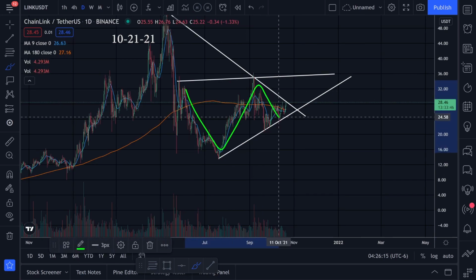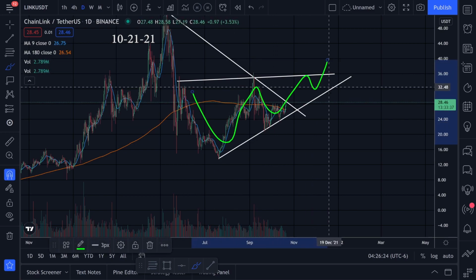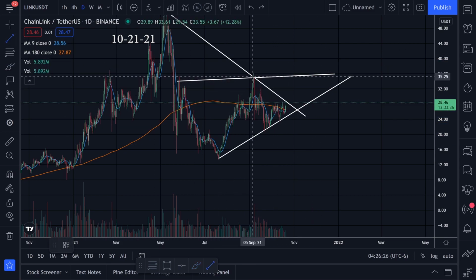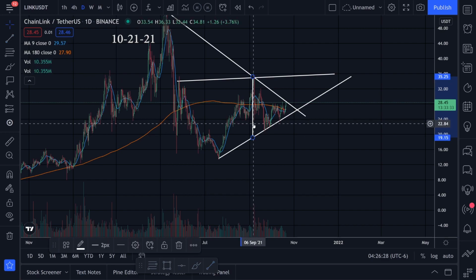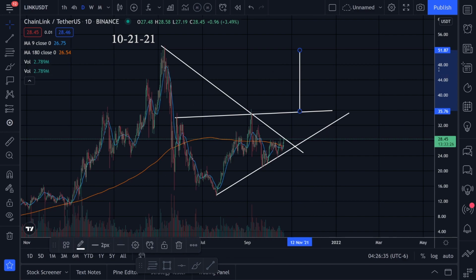Let's see what happens within this triangle pattern if we get more bounces on it. If we form this triangle and then break to the upside, maybe we could even target from the top to the bottom over here, drag this to the breakout, and that could give us another target to look at. Maybe we'll be looking at a target of around 51.87.